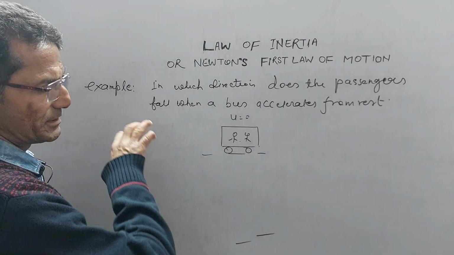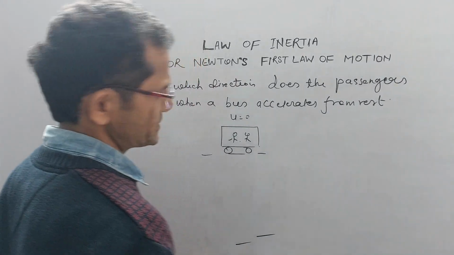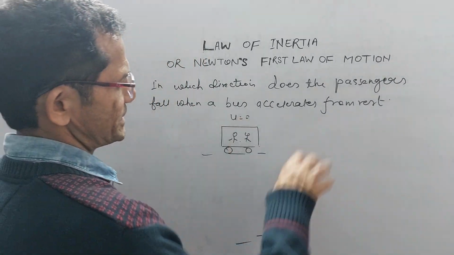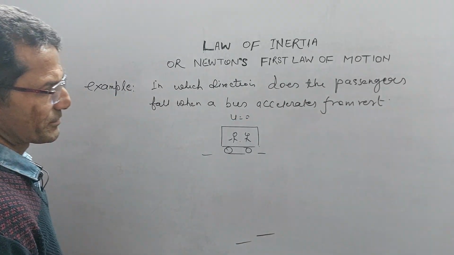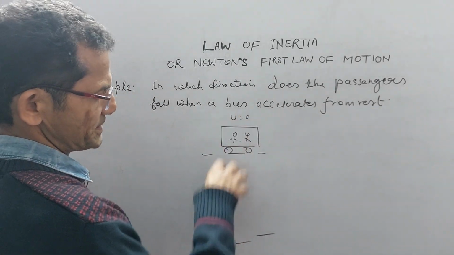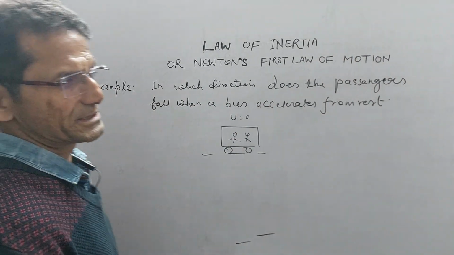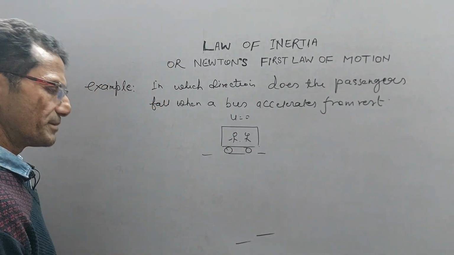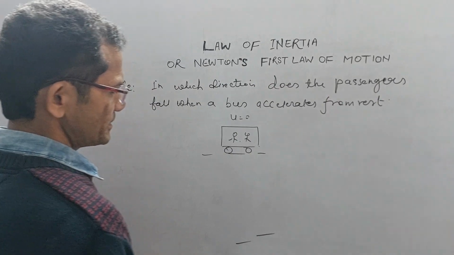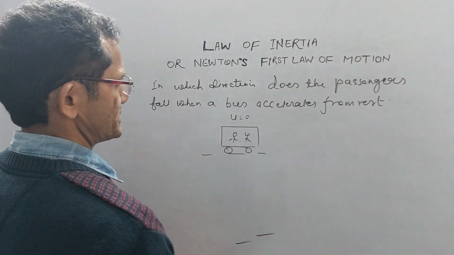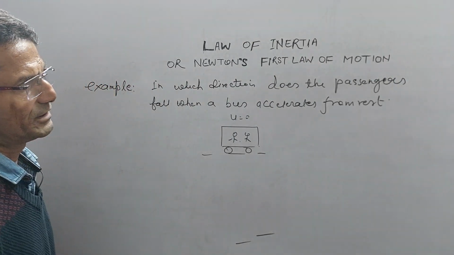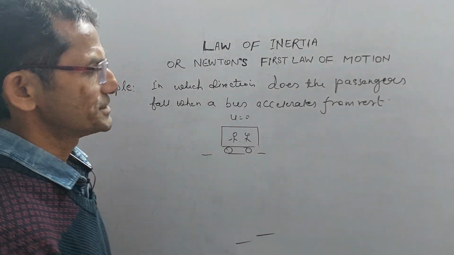When the bus suddenly starts, it means it suddenly accelerates. The bus moves in the forward direction, and the passengers, who were at rest, will remain at rest. So whenever the bus moves forward, the passengers fall backward. This is the first example of Newton's law of inertia.